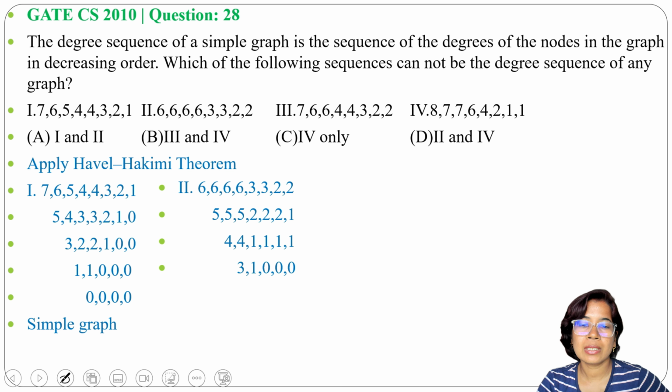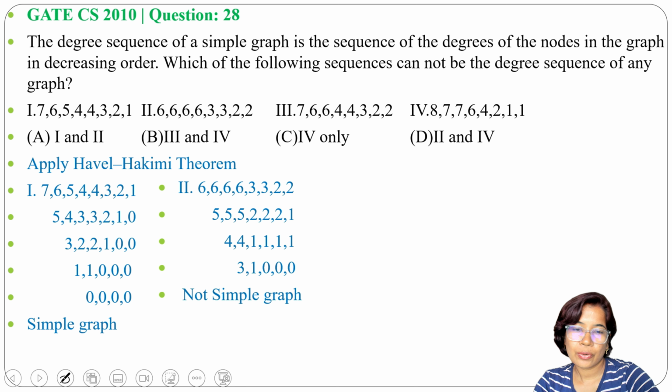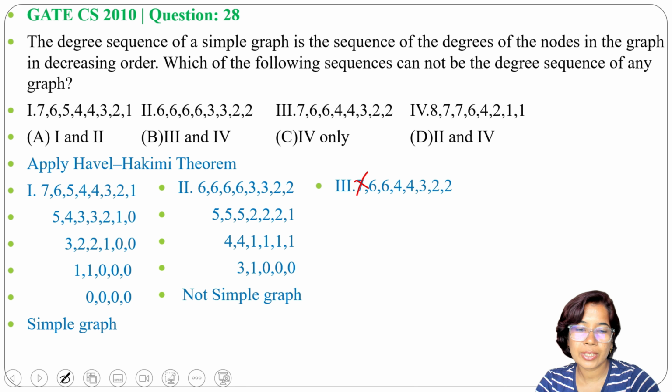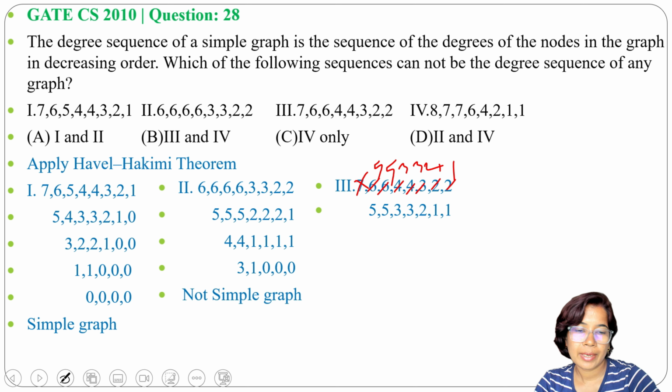Next the third sequence: 7, 6, 6, 4, 4, 3, 2, 2. If we remove 7, then the next 7 degrees will reduce by 1. So this will be 5, 5, 3, 3, 2, 1, 1. Next we can remove this 5. This will be 4, 2, 2, 1, 0, and this one will be the same. Next we'll remove this 4. So this 2 will reduce to 1, this 2 will reduce to 1, this 1 will reduce to 0, this 1 will reduce to 0.